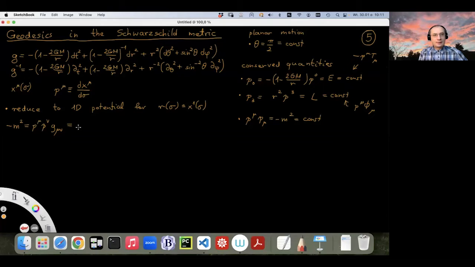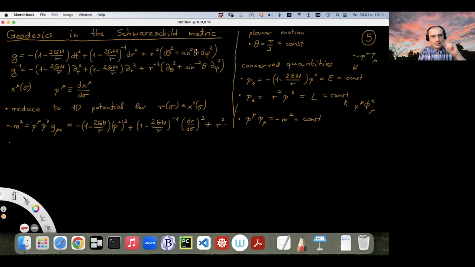That is minus 1 minus 2GM over r, E naught squared plus 1 minus 2GM over r minus 1 p1 squared, but we can just write it as dr over d sigma squared plus, let's make a dividing line here, plus r squared multiplying, this is 1, so we get just p3 squared.